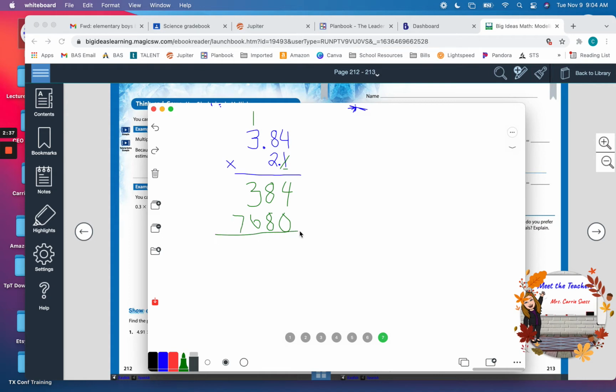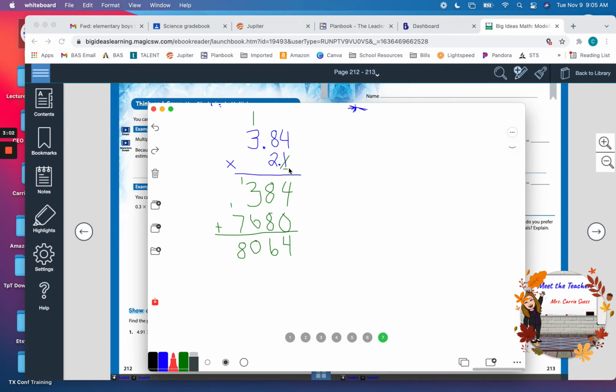Yes, now that we've multiplied both, we are going to add these two. 4 plus 0. 4. 8 plus 8. 16, carry the 1. Very good. 6 plus 3 plus 1. 7. So put my 0. 7 plus 1 equals 8. Very good. What's the last thing we need to do?